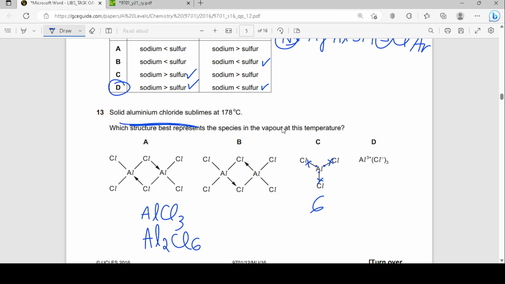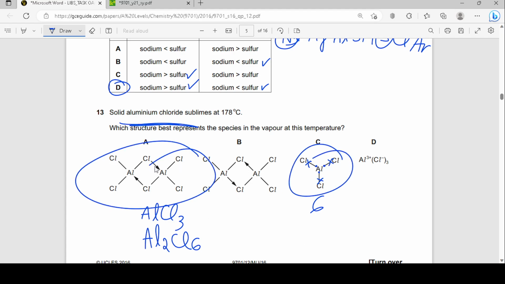So it's less stable. AlCl3 is the less stable form, whereas Al2Cl6 is more stable because chlorine donates one of its lone pairs to aluminium.